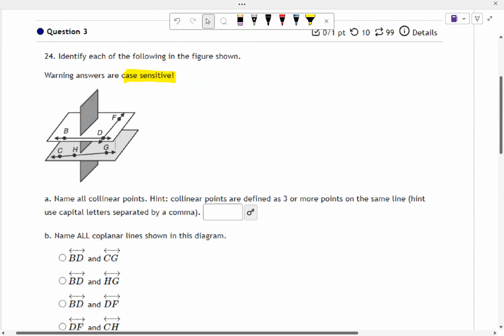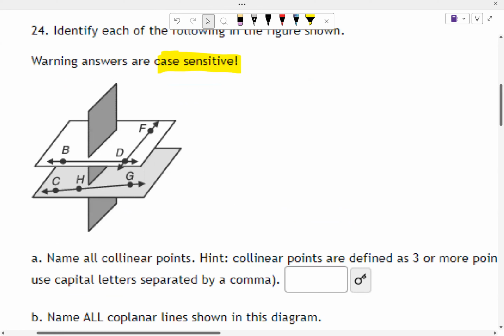So let's take a look at the picture real quick. One thing that we might notice from this picture is that all the letters are capital. We have B, D, F, C, H, and G. And so when we type in any of our answers, we want to make sure we're typing in capital letters. Another thing we might want to notice is that we have two planes that are kind of parallel, and then we have this plane that's going right down the middle. So that plane cuts the other two planes in half.